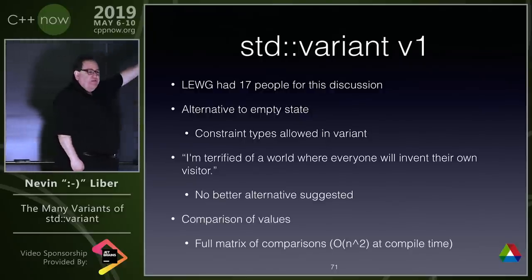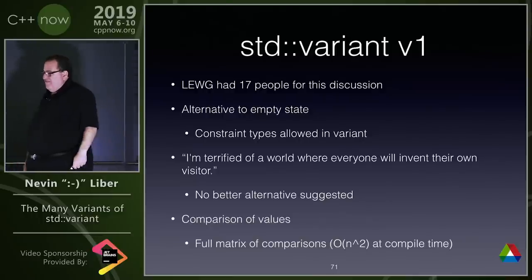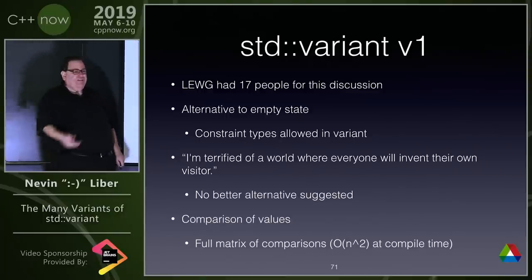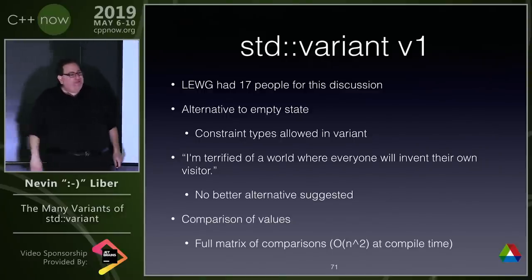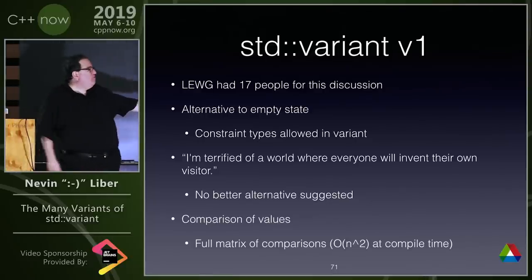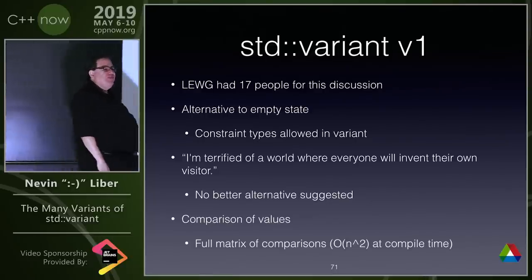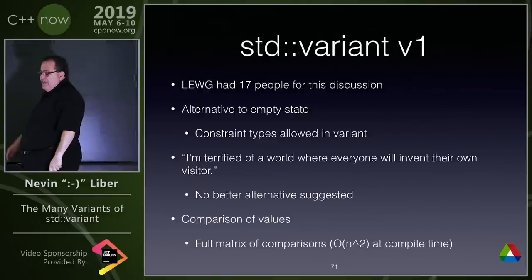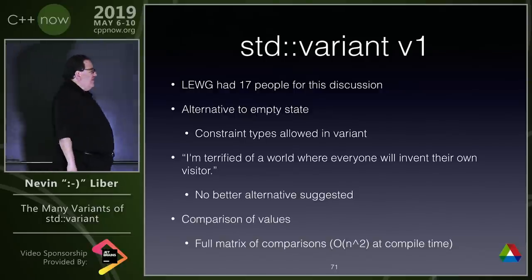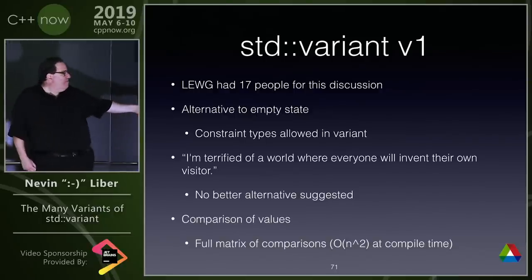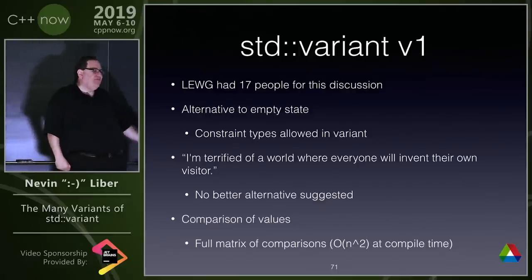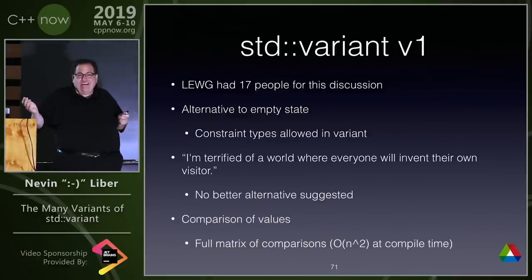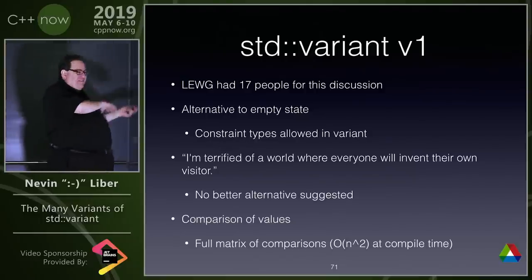And so we discussed this in library evolution, 17 of us. And we said, well, there's an alternative to the empty state. If we just constrain the types we allow in variant for the reason you mentioned, then the problem could go away. One person mentioned, I'm terrified of a world where everyone will invent their own visitor. While that wasn't me, I am also terrified of that world. But nobody had a better alternative. The other problem that came up with comparison of values is, again, the full matrix of comparisons. Even if you thought it should work, we hadn't yet thought about the transitivity problem.